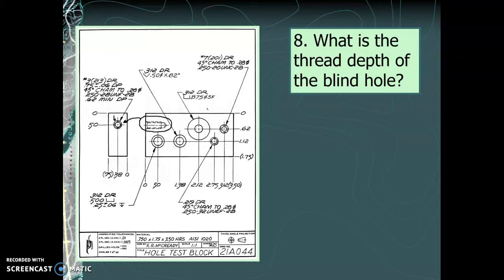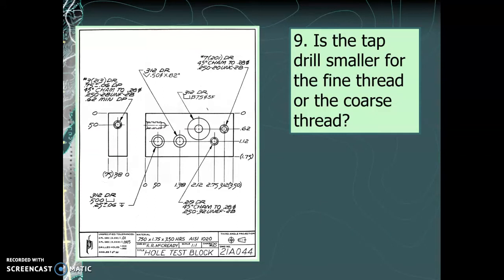Then we get to the threads. 0.250-28 UNF-2B. That's the thread specification, and the depth of the threads is 0.62 minimum depth. So the depth of the hole is 0.75, but the depth of the threads is just 0.62. 0.62 minimum, we should say. That's the minimum depth. So it could be deeper, and that would be okay, but it needs to be at least that deep.